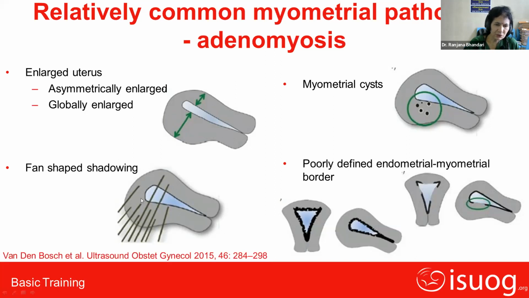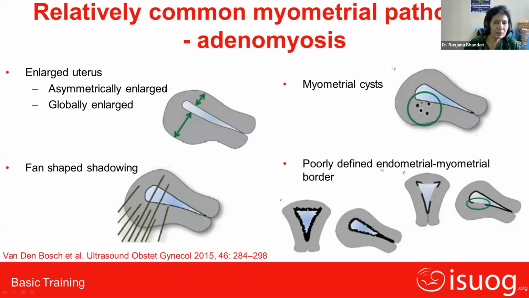It is connective tissue. We are having a lot of fan-shaped shadowing. Third is myometrial cysts, small black colored points, surrounded by the white rim. You can see black points, dots surrounded by white rings, in the area of adenomyosis. So this is a myometrial cyst.